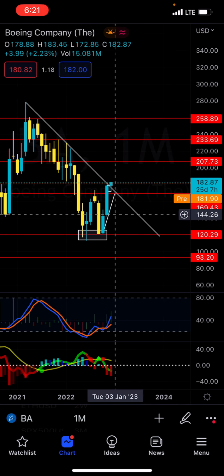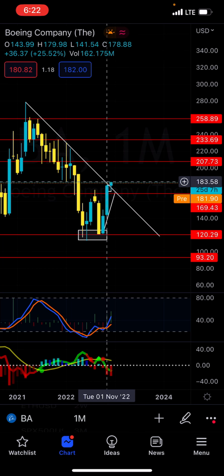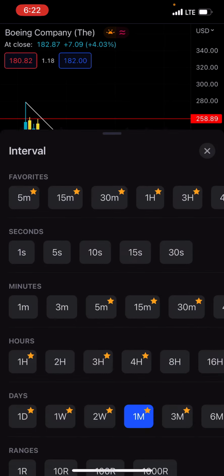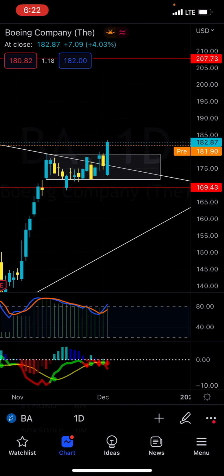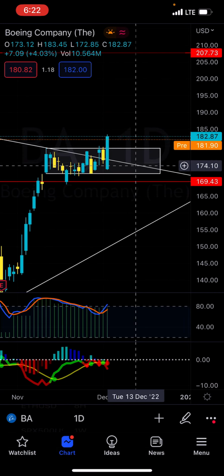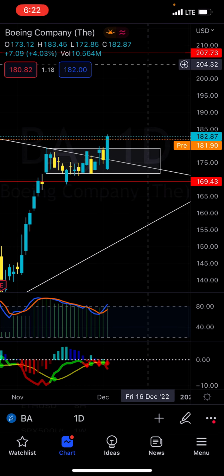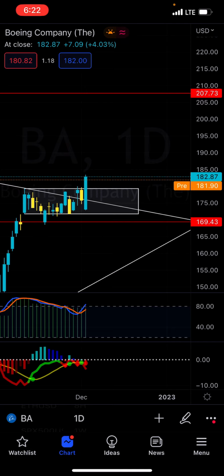I think the general direction is going to be up, whether you push straight to 207 or you come back and retest this 178-ish level down here to retest this trend, or you push up to 207. Overall, the TA just says up.